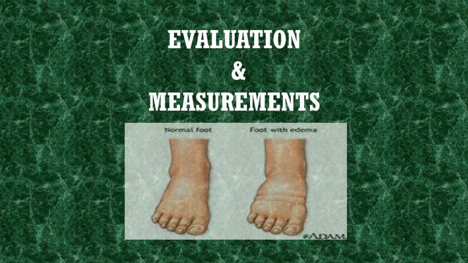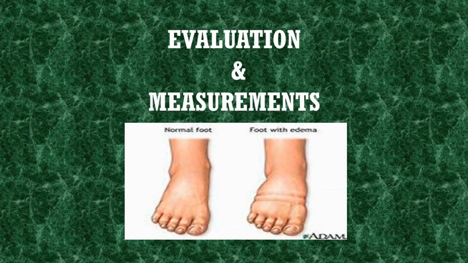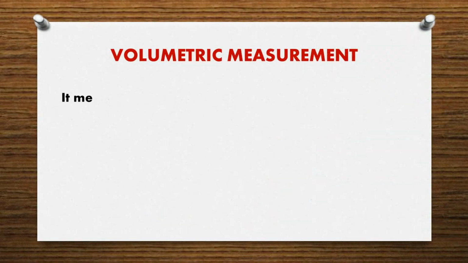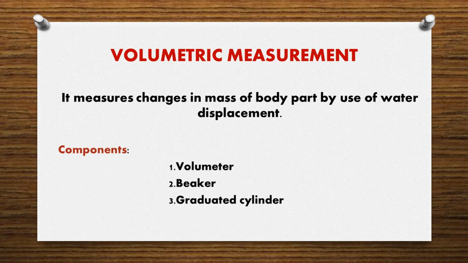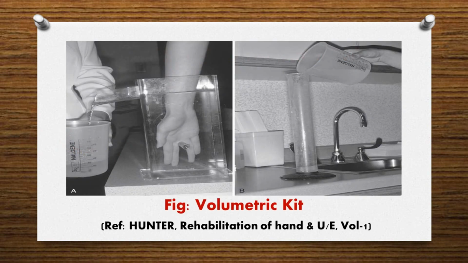How to evaluate edema and what are the various methods of its measurement? The first method is volumetric measurement. It measures changes in volume of the body part by use of water displacement. It has mainly 3 components: they are volumeter, beaker and a graduated cylinder. First of all, the affected arm is dipped in water, which is filled in the volumeter. So this is the volumeter.